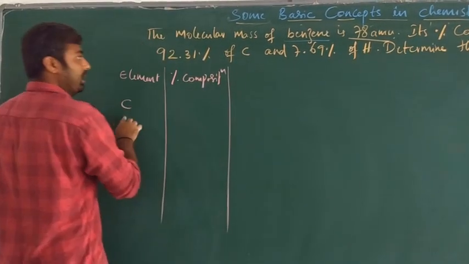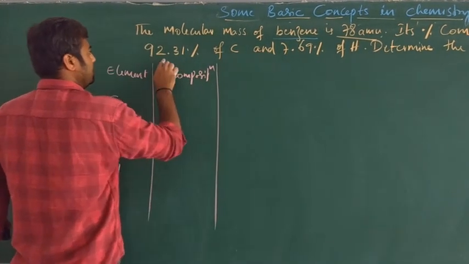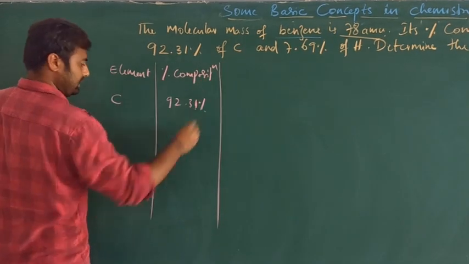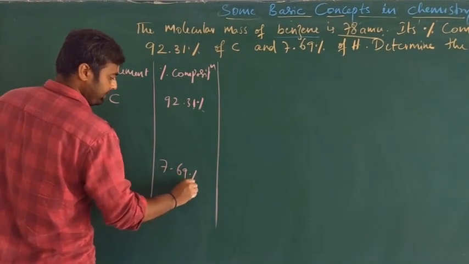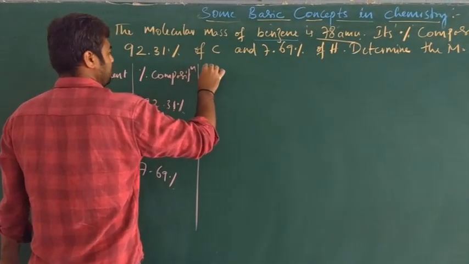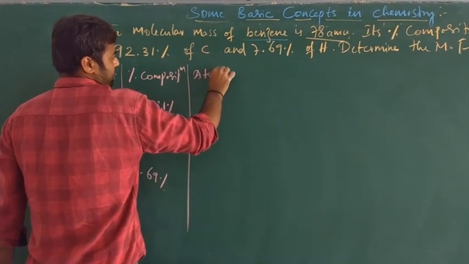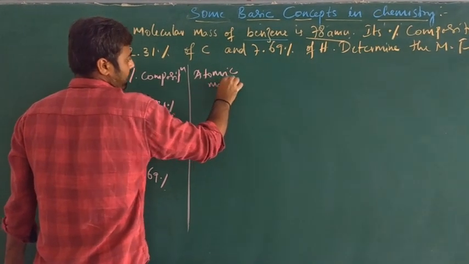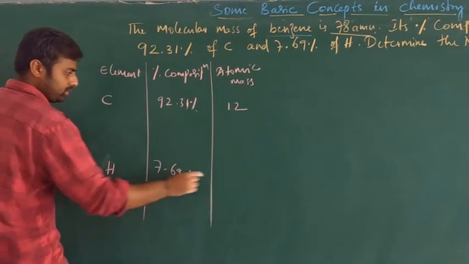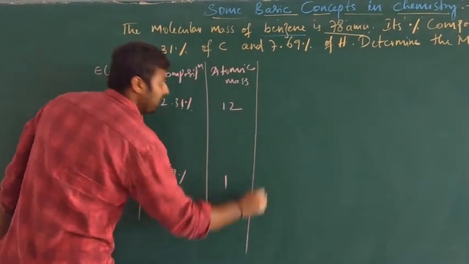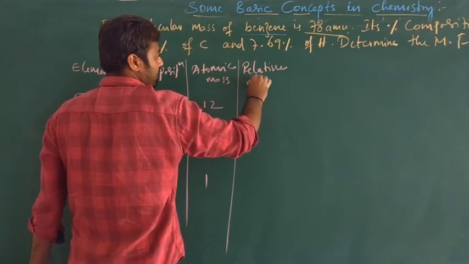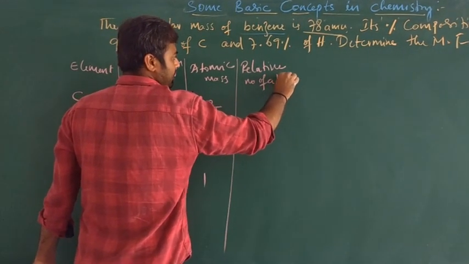They have given for carbon 92.31%. For hydrogen, that is about 7.69%. Third column, what you have to write is atomic mass, right? Atomic mass of the respective elements. For carbon it is 12, for hydrogen it is 1. And in the fourth column, you have to calculate the relative number of atoms.